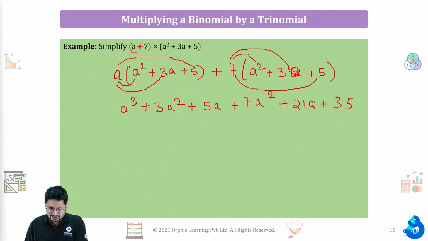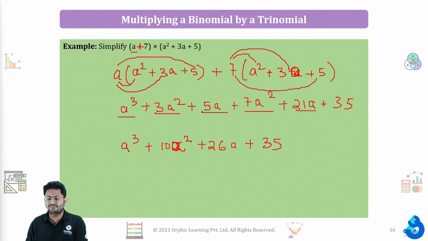And finally, there is a cube, 3a square plus 7a square, that is 10a square. Like terms को हमेशा solve करके लिखना है पूरा. Okay. 5a plus 21a, that is 26a, and at the end 35. This is the total multiplication.